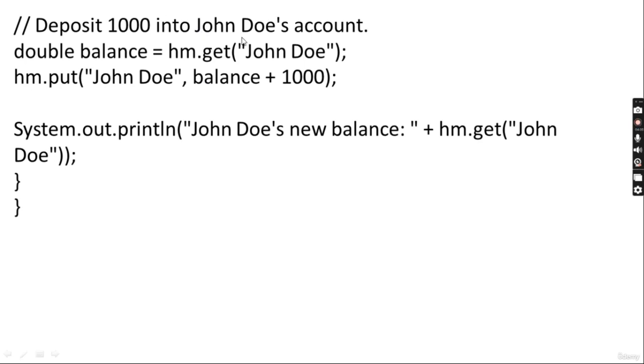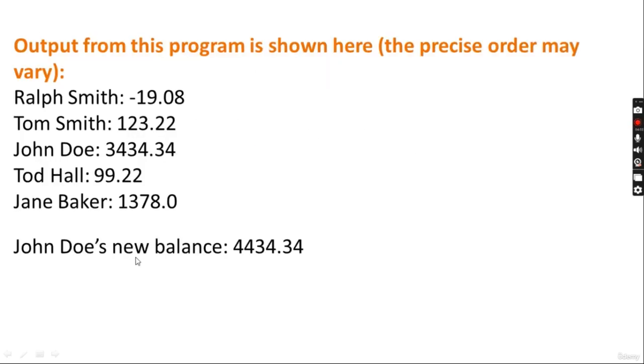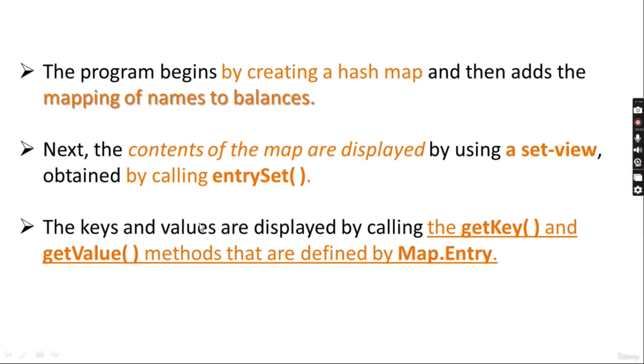First of all, how do we get it? Using a key. The key is the String name: hm.get(key), and then put a new value at that particular key. So John Doe's new balance will be 4434.34. It is displaying each and every element's value and John Doe's new balance.